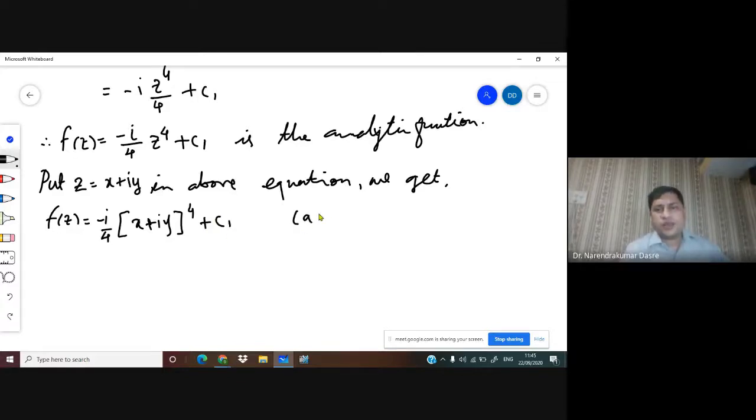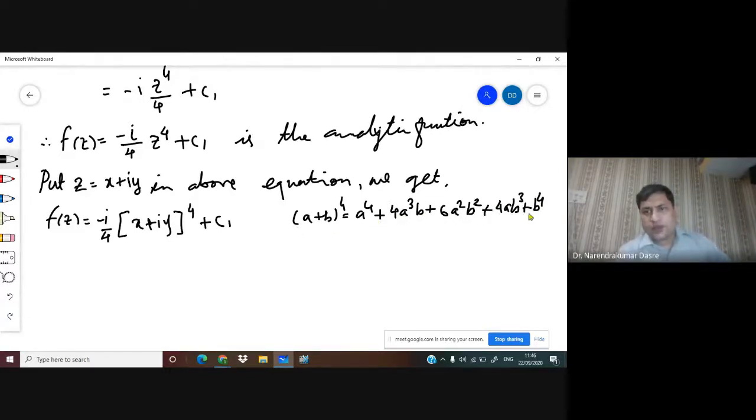So what we know is, (a + b)^4 is equal to a^4 + 4a^3 b + 6a^2 b^2 + 4ab^3 + b^4. Okay, we are using the binomial theorem. So this is what we have, and now using this, we are able to expand this.